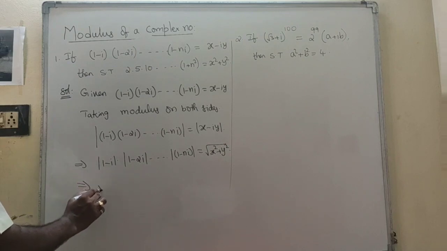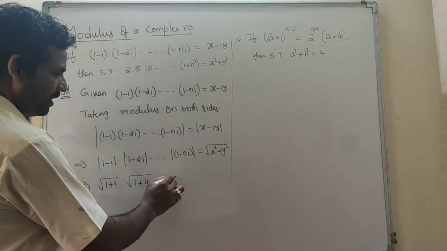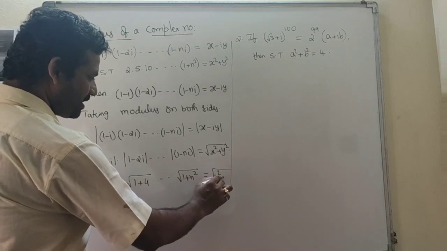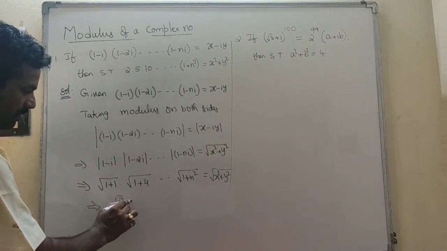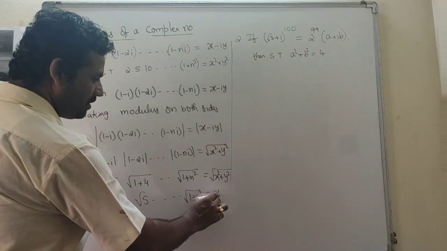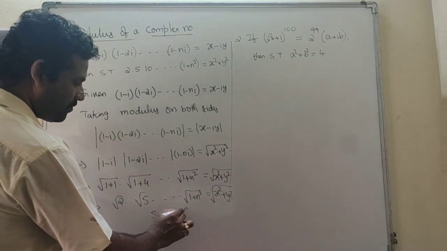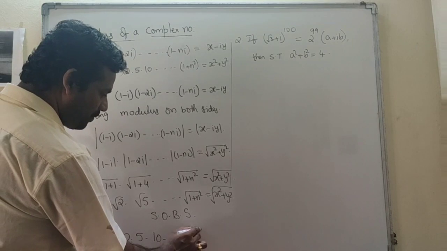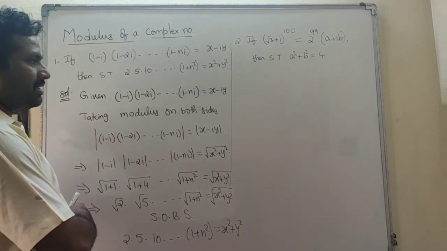What is this value? Square root of 1 plus 1. What is this value? Square root of 1 plus 4, and so on, square root of 1 plus n square, that equals square root of x square plus y square. What is the value? Root 2 into root 5 into and so on square root of 1 plus n square equals square root of x square plus y square. Now squaring on both sides, what we get? 2 into 5 into 10 and so on 1 plus n square equals x square plus y square. That is the answer.